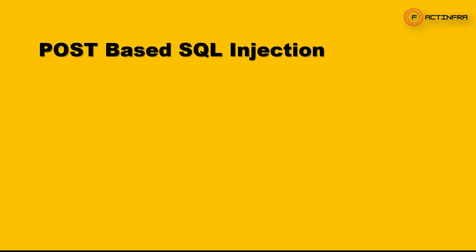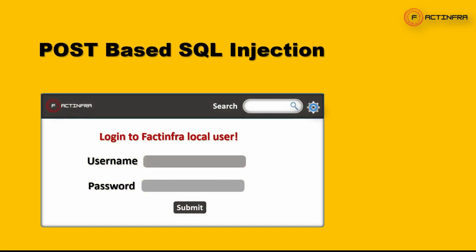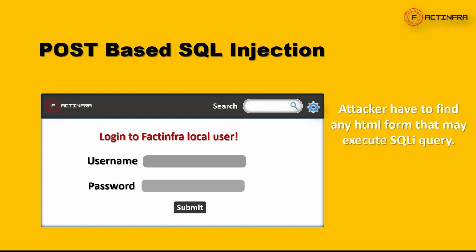So guys, now the second injection point is POST-based SQL injection. In POST-based SQL injection, you can see there is a vulnerable web application. I'm taking an example here, a login page with a username and password. The main thing is that the attacker has to find any HTML form that may execute a SQLi query. An example of this form is a sign-up form, and it can be a login form, etc.